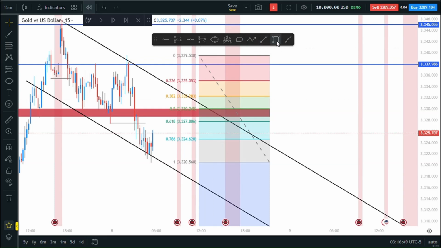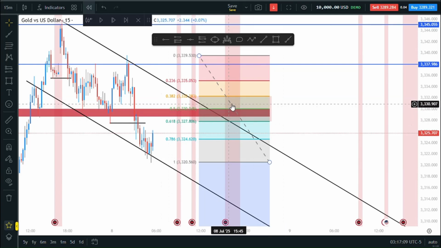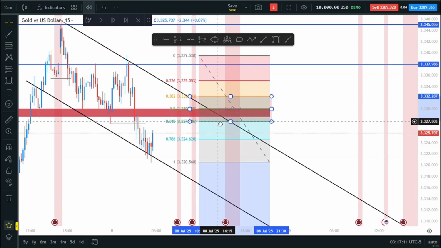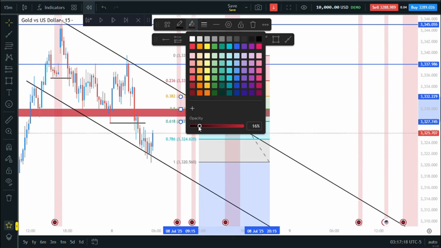So using Fibonacci, you need to look at these key levels. This orange level, which is the 0.382 or 38.2%, and the 50% or 0.5, and the 61.8% or 0.618. These are the key levels that you should be looking for retracements in. I highlighted them with this box so that you could see what I clearly meant. Maybe make it more opaque for you to be able to see it.